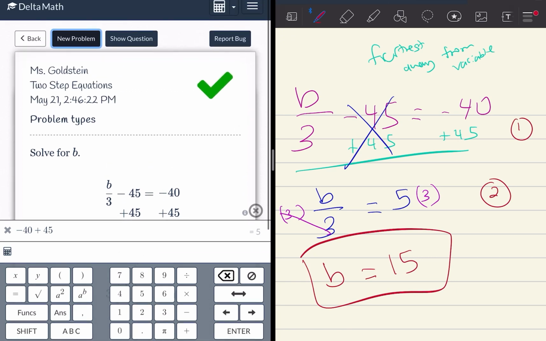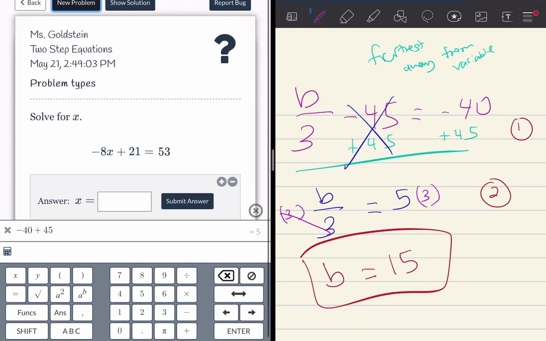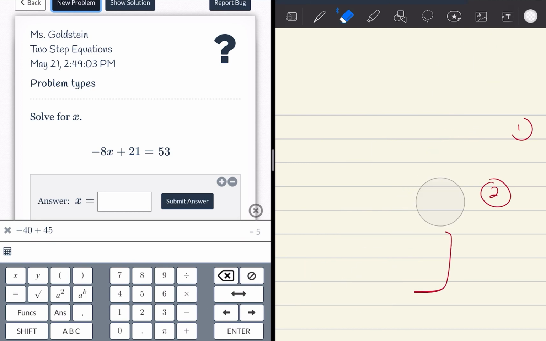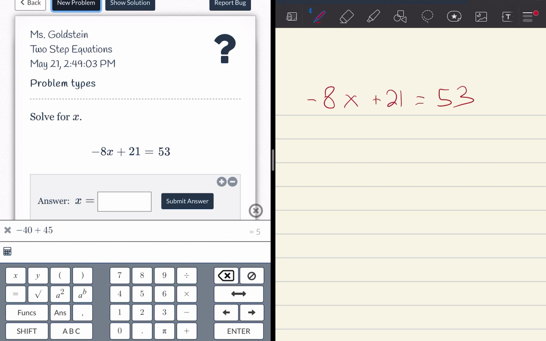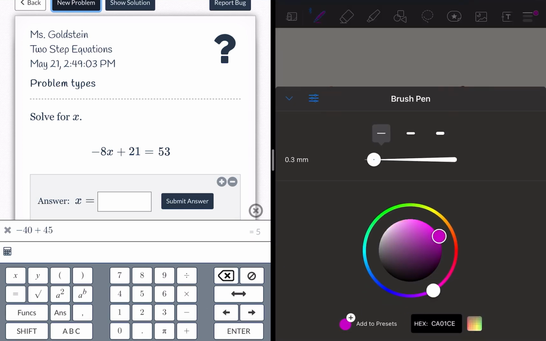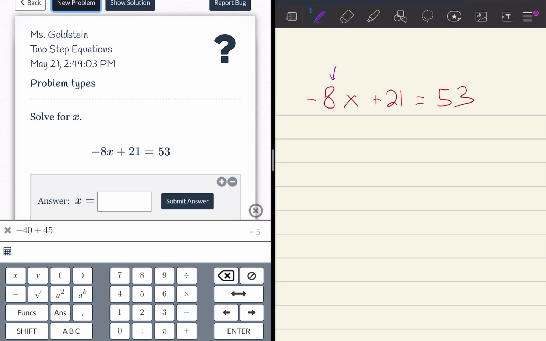Let's do another one. This one's a little bit different looking. Similar process. This one's maybe even easier. I have negative 8x plus 21 equals 53. I want to start with the number that's furthest away from my letter. Negative 8 is literally touching my variable, so I'm going to start with plus 21. The opposite of plus 21 is minus 21. I do that on both sides.